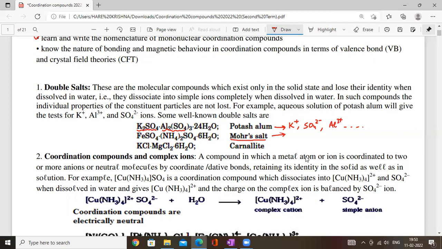In the same way, Mohr salt will give you the test of ferrous ions, the ammonium ions, and of course the sulfate ions also. That means it is going to lose its identity in the aqueous solution. That's why we call them unstable salts; double salts are those which lose their identity in the aqueous solution.